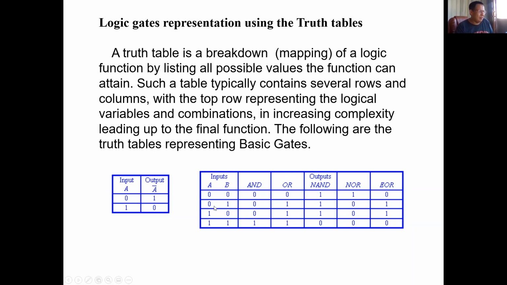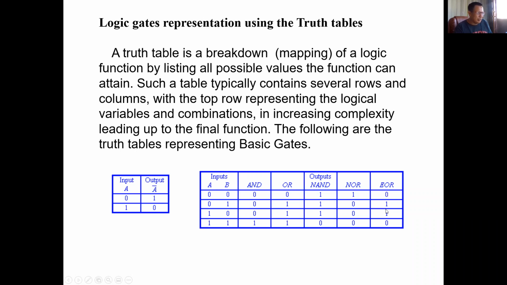Or the truth table for OR. 0 or 0 is 0. 0 or 1 is 1. 1 or 0 is 1. 1 or 1 is 1. So the NAND is the opposite of an AND. So if AND is 0, the NAND is 1. If AND is 1, the NAND is 0. Do you follow? A NOR is also the opposite of an OR. So if OR is 0, NOR is 1. If OR is 1, NOR is 0.